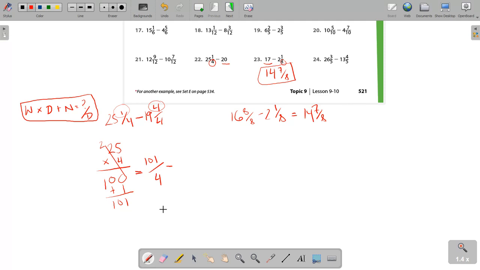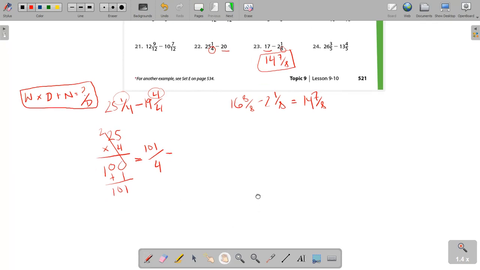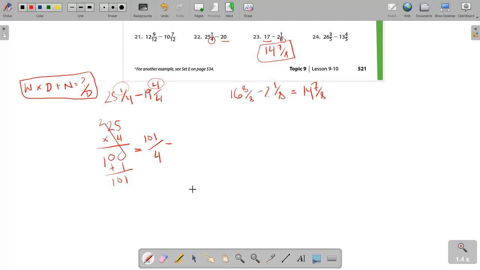Okay, now let's look at the 19 and 4/4. Okay, so for that one, we're going to do the same thing. Take the 19, multiply it by 4, which is 9 times 4 is 36. So we'll put that right there. 4 times 1 is 4. 76 plus 4. And you're going to end up with 80. And that means you're going to have, we'll do it up here, 80 over 4.